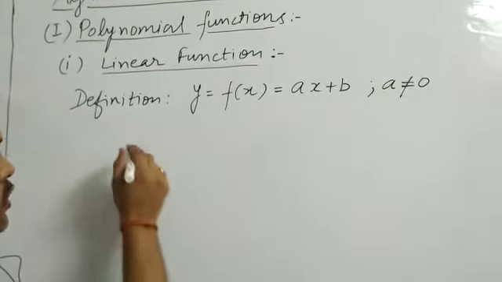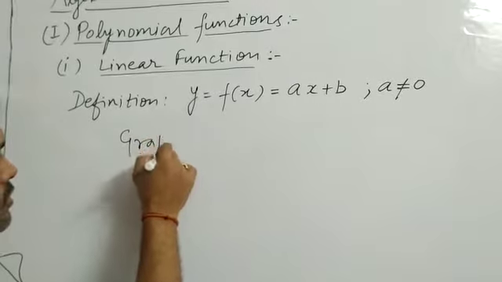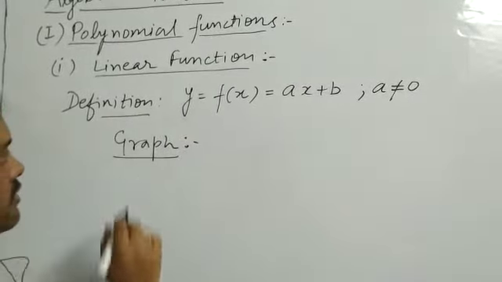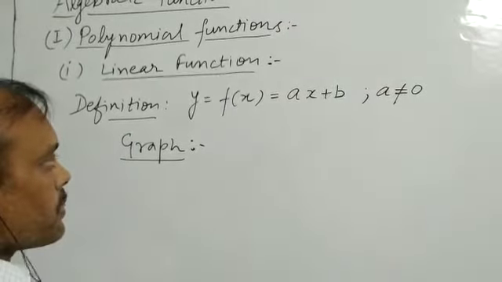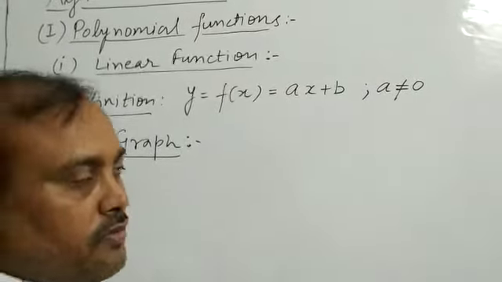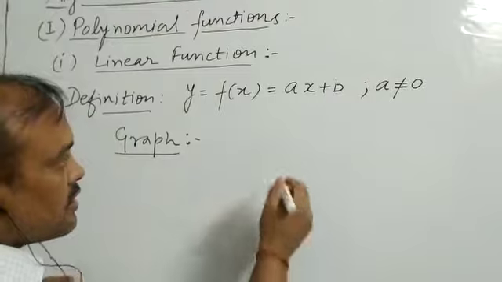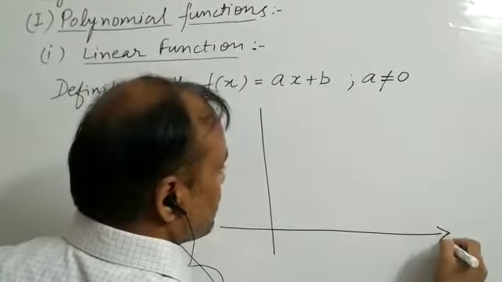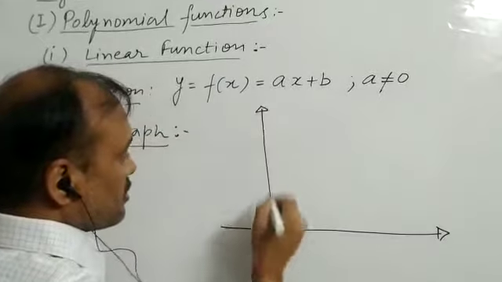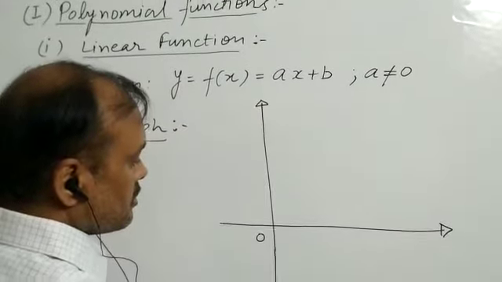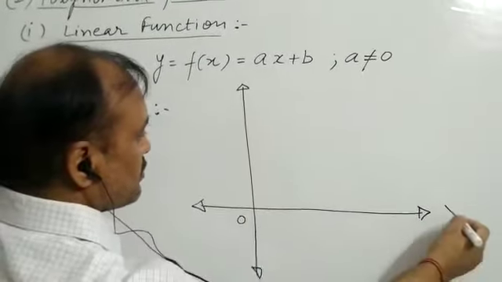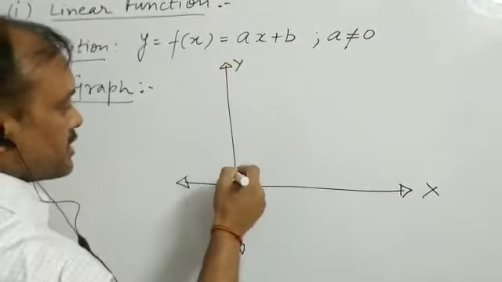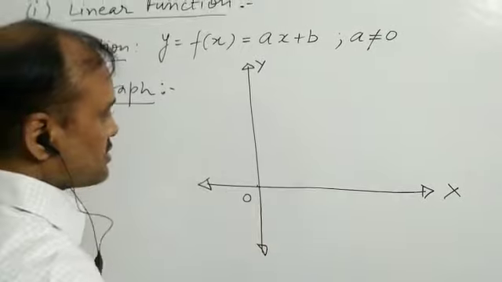Now we are going to plot the graph. How to plot the graph of any function if the definition is given? Plotting the graph of any function means you take the Cartesian coordinate plane, the origin, x and y axes, positive x axis, negative x axis, positive y axis, and downwards negative y axis.